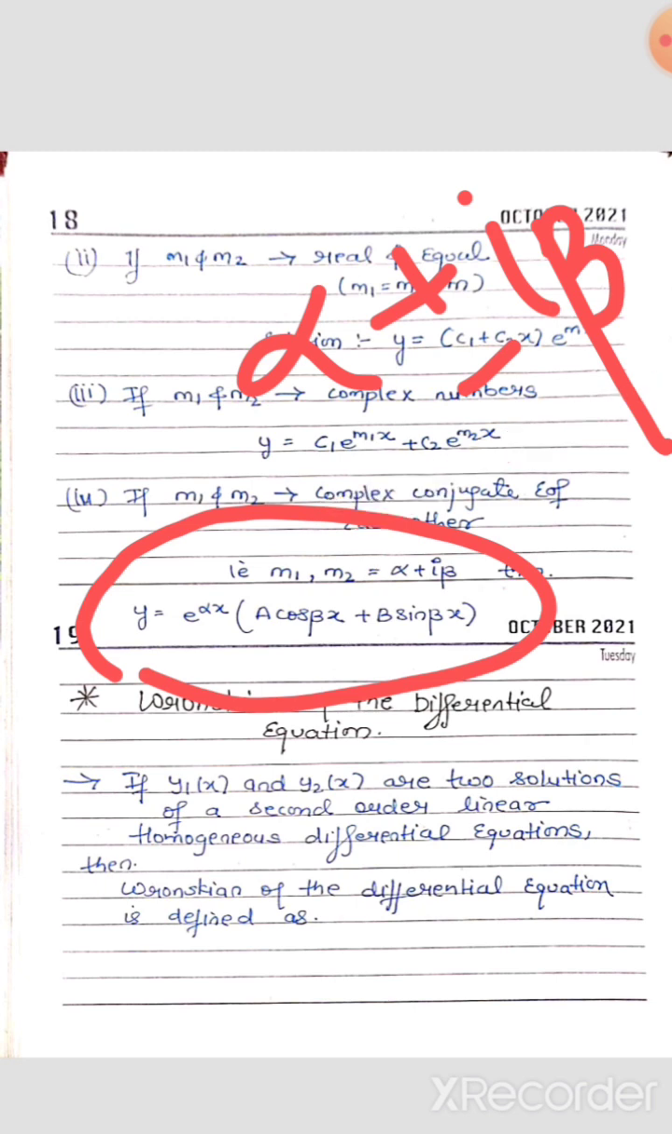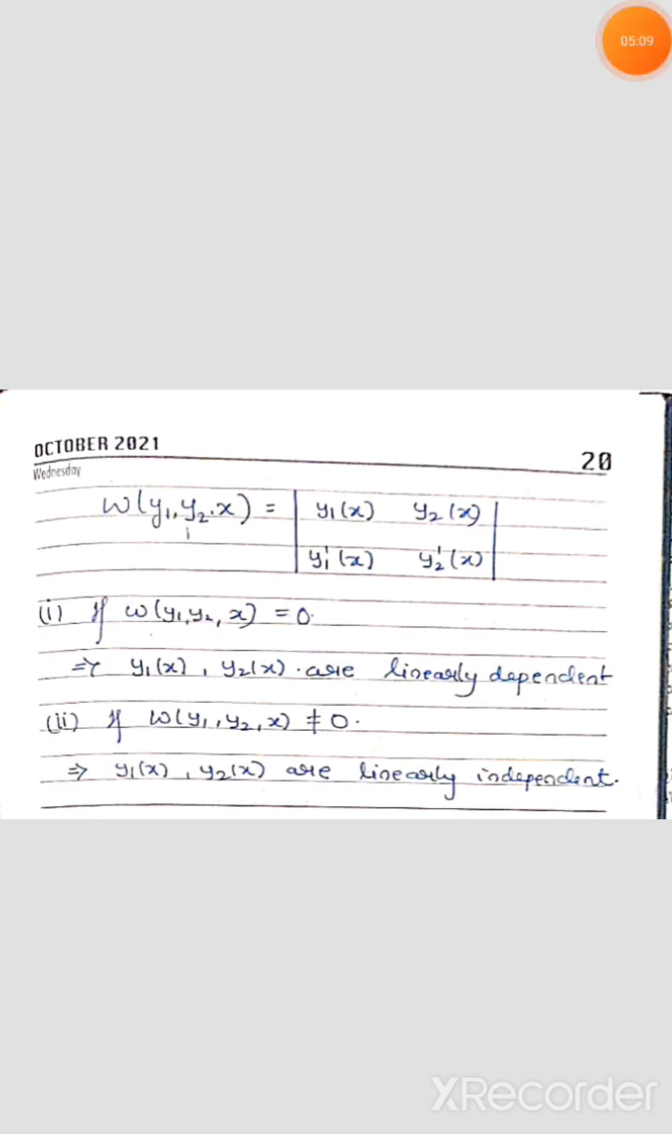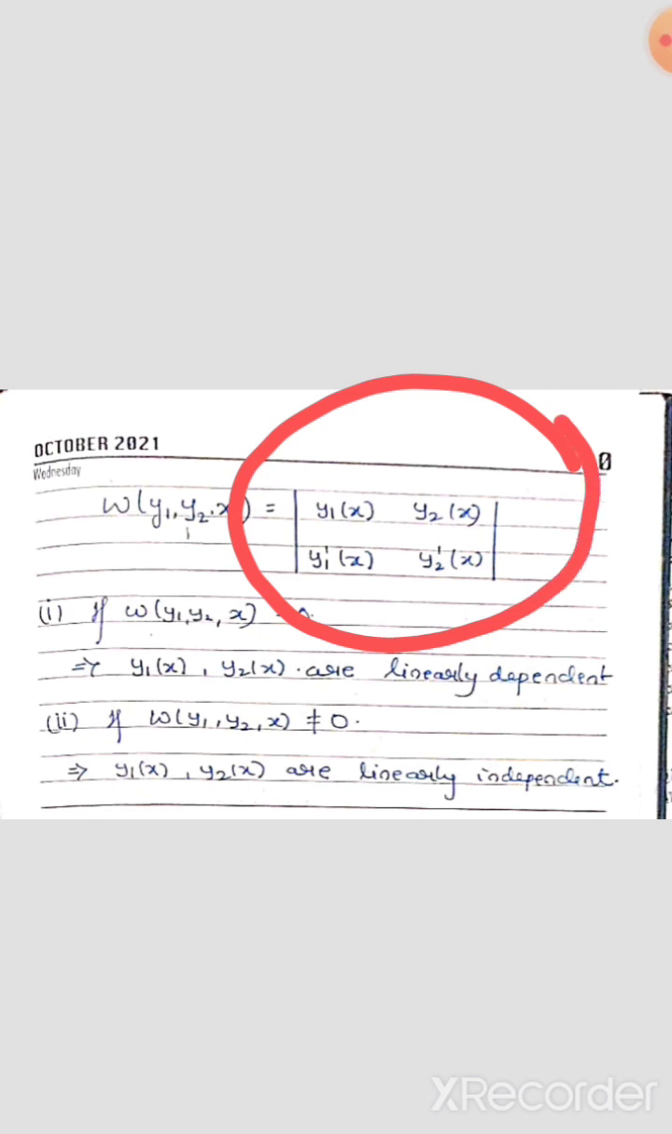Next, coming to the next formula, that is the Wronskian of differential equations. If y1 of x and y2 of x are two solutions of a second order linear homogeneous differential equation, then the formula is W of y1, y2 of x is equal to the determinant of y1 of x, y2 of x, y1 dash of x, that is the first derivative of y1 of x, and y2 dash of x, the first derivative of y2 of x.